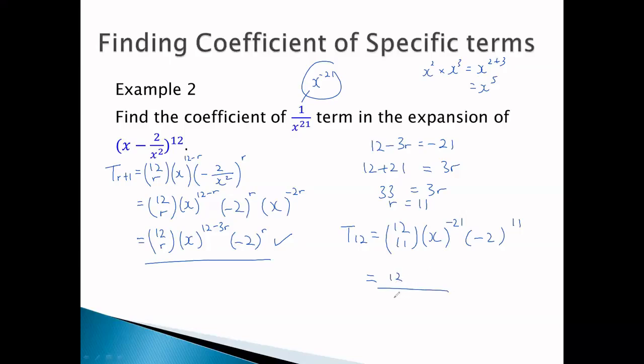And let's put this x to the power 21 and minus 2 to the power 11 is times my negative 2048. So simplify this. I get negative 24576 over x to the power 21. Okay, but again, they did not ask for the term, they asked for the coefficient. Therefore, coefficient of x to the power negative 21, or maybe 1 over x to the power 21, is negative 24576.